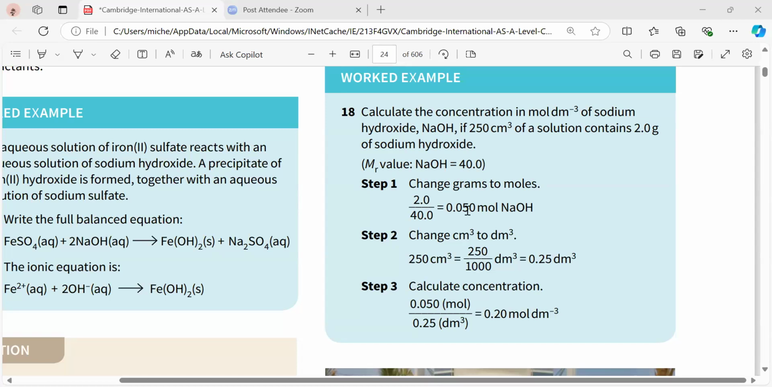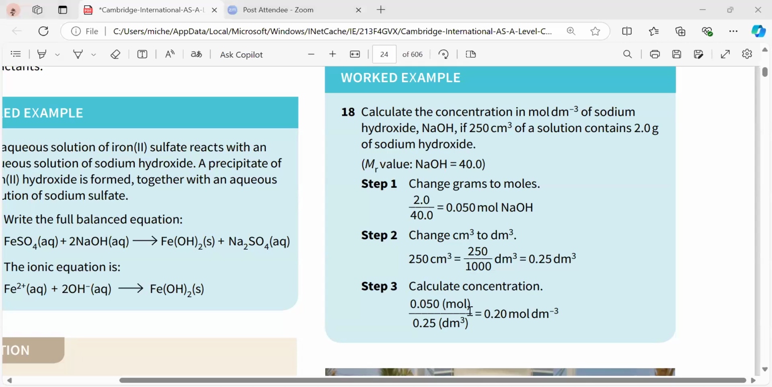So first of all, we're going to change the grams to moles. And how do we change that? We're going to divide the 2 grams by the Mr value. So we have 2 divided by 40, which gives 0.050 mole of sodium hydroxide. After that, we're going to change cm³ to dm³. So 250 divided by 1,000 gives 0.25 dm³.